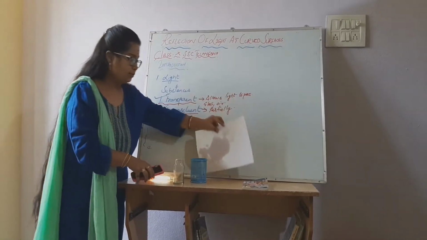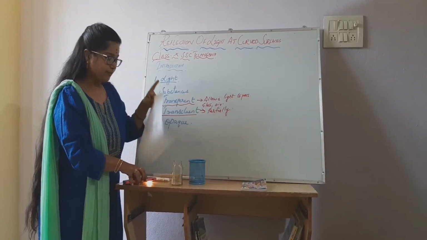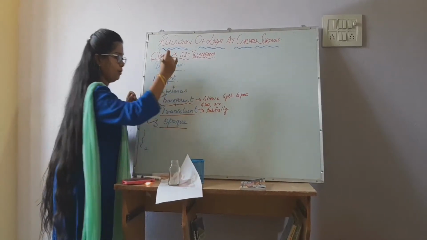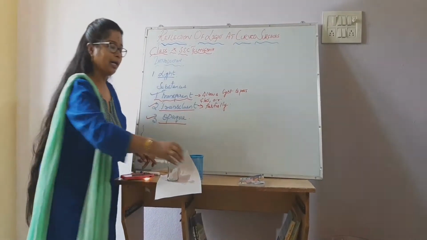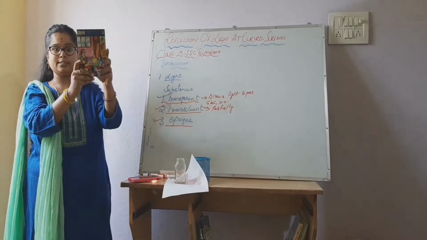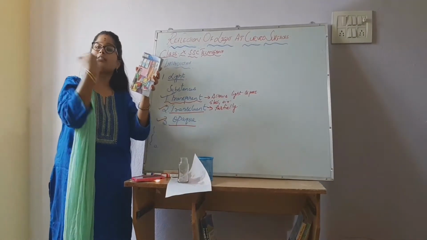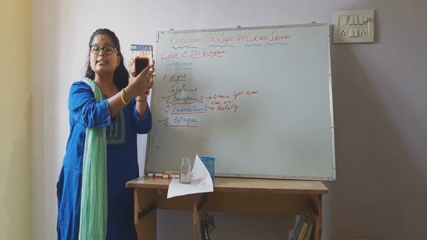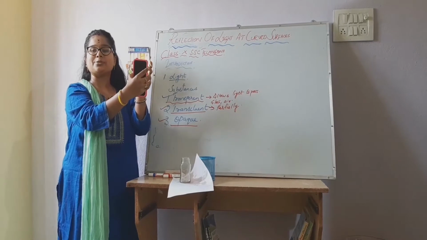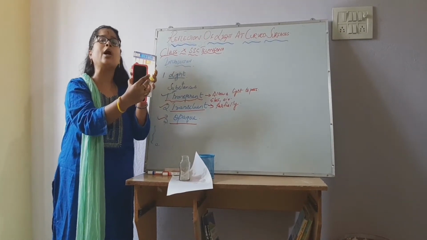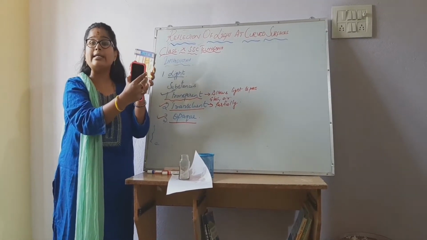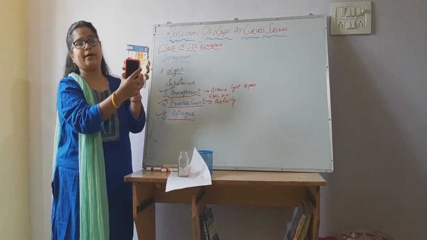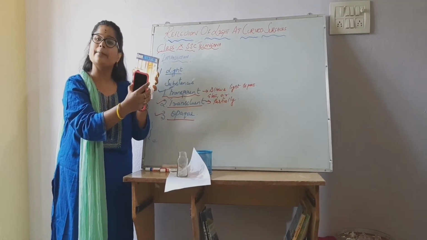And another one is nothing but the opaque object. An opaque substance is a substance which does not allow light to pass through it. So what happens if the light is not passed through some object? When light is not passed through some object, then it reflects back.